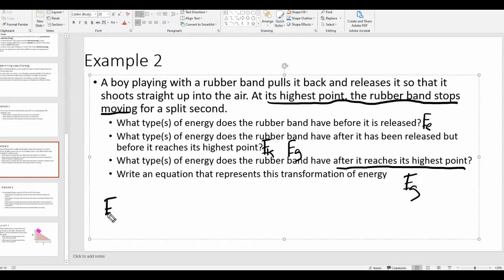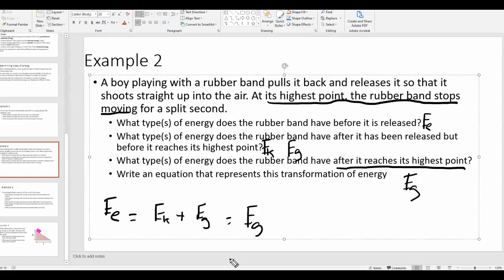Okay. So we start off with only elastic potential energy. In the middle state, we have a combination of kinetic and potential. It's actually 50-50. And when you were playing around with the energy skate park, you probably saw a pie graph, and sometimes there was kinetic, and sometimes there was potential, and sometimes there was a split between the two. Okay, and then at the final state, all we have is the gravitational potential energy.